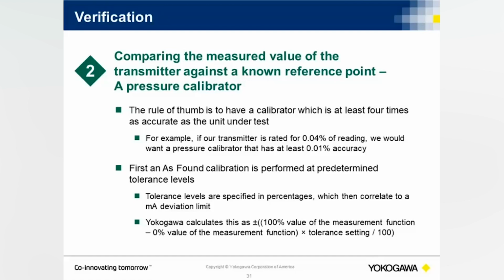Part of that involves choosing tolerance levels. Tolerance levels are the degree to which pass or fail is determined. Different manufacturers have this calculated in different ways, or at least have this reflected in different ways. The way Yokogawa does this is plus or minus the 100% value of your measurement function minus the 0% value, times your tolerance setting, times the percentage of your tolerance setting.